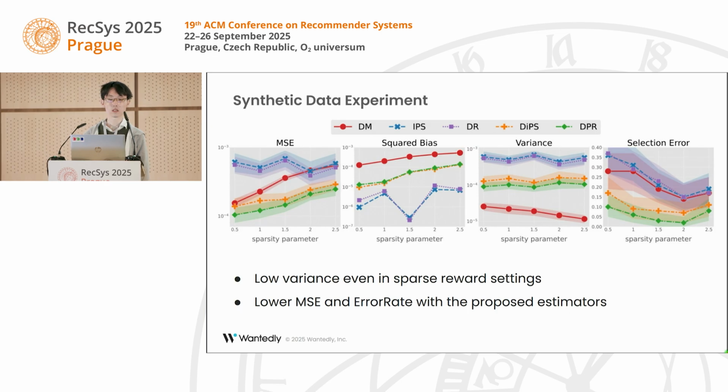Since our estimators do not rely solely on the matching label, they perform better across the various sparsity configurations. And in the variance, they show much lower variance compared to IPS and DR due to the two-stage separation. As a result, our estimators show much lower MSE than any other baselines. And it also leads to lower selection error as well.